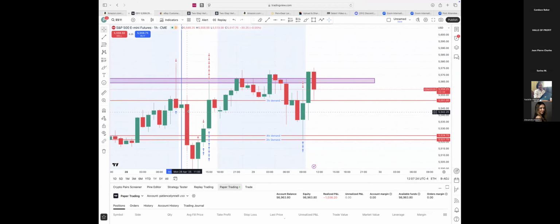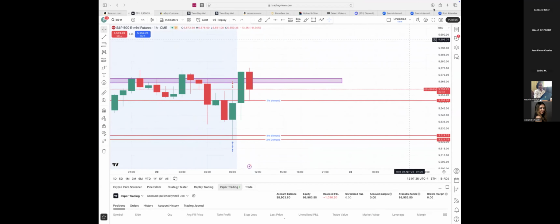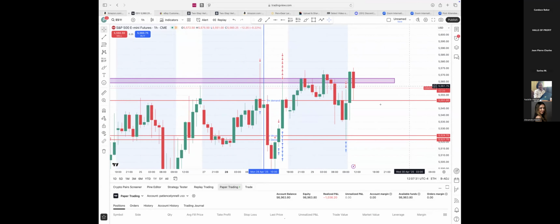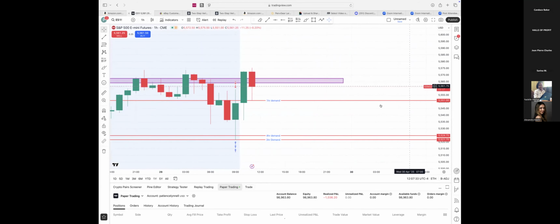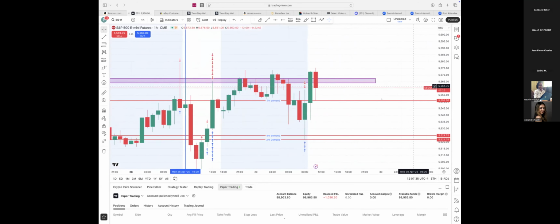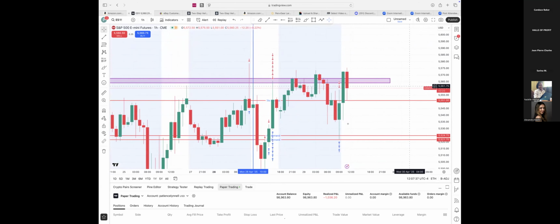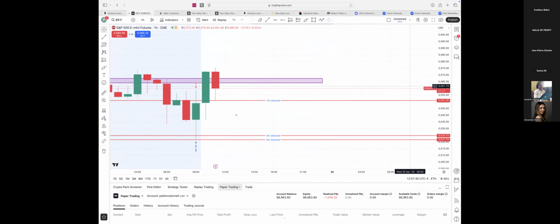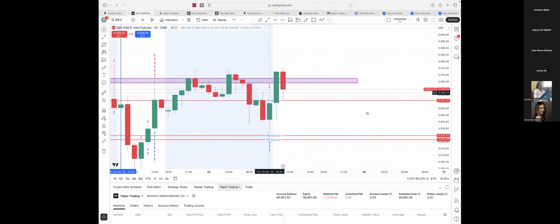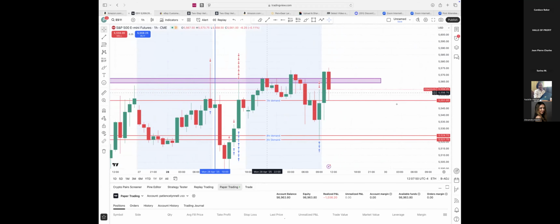Hold on, let me go back to my chart and find where it was, just to double check. Was it 5517? You said 5517, I think so. Hold on, let me go back. I took it off my chart, so I have to go back and find it again. One second.